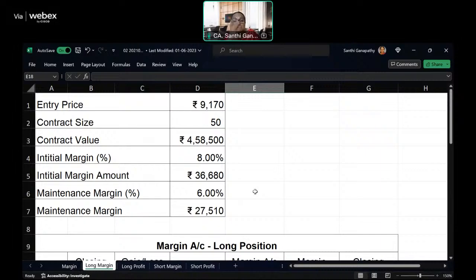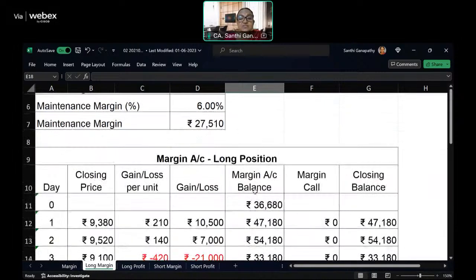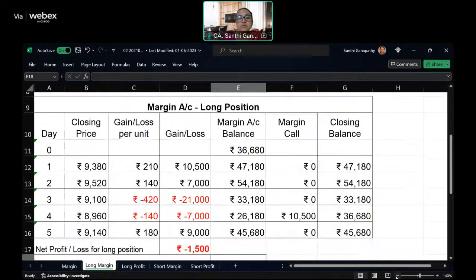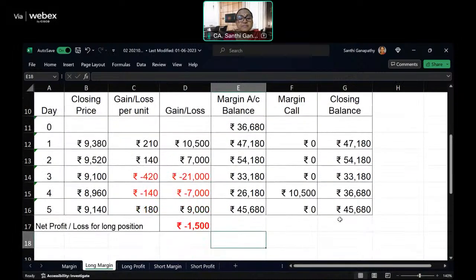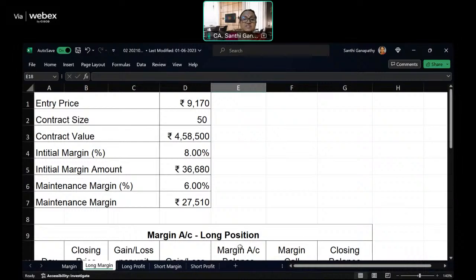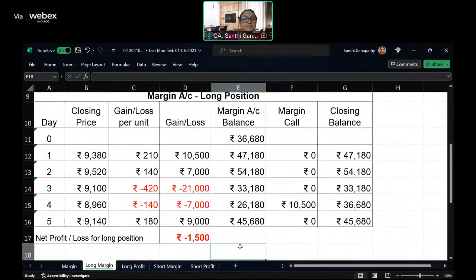Now we have the initial margin, we have the maintenance margin. Margin account, what is the position we will see? Long position is what we are looking at, because first for someone who has bought it. So what can we do? First, initial margin of 36,680 has been deposited.